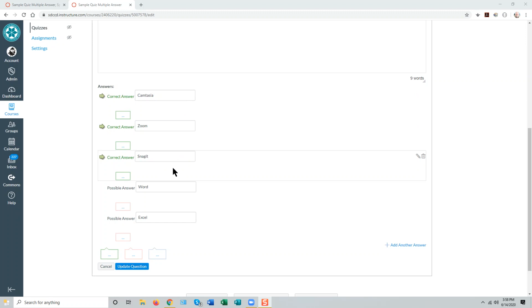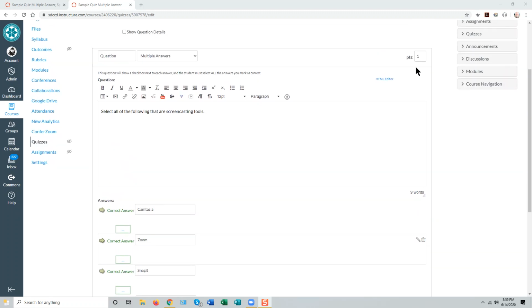Canvas will award partial credit using an algorithm, basically, that says that the number of correct answers determines the percentage value of each of the correct answers. So if we have 3 correct answers, as we do here, each one would be worth a third the value of the question. In this case, 1 point.